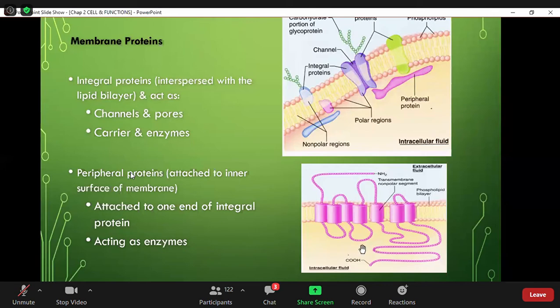Your peripheral protein, the one end is attached, your carboxyl end is attached to the peripheral protein. So it finds its way inside, lying across, okay? And they could act as enzymes.